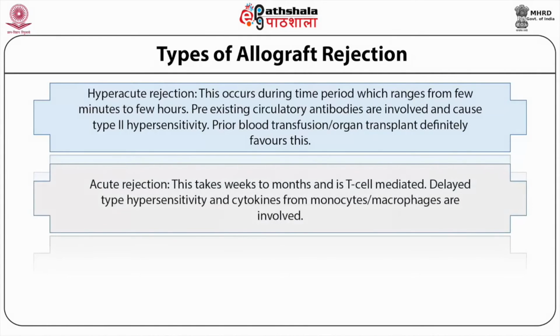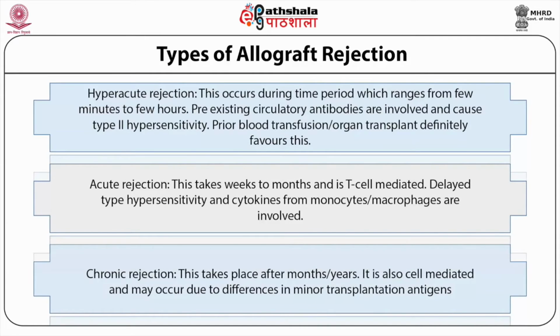Acute rejection takes place weeks to months and is T cell mediated. Delayed type hypersensitivity and cytokines from monocytes or macrophages are involved. Chronic rejection takes place after months and years. It is also cell mediated and may occur due to differences in minor transplantation antigens.